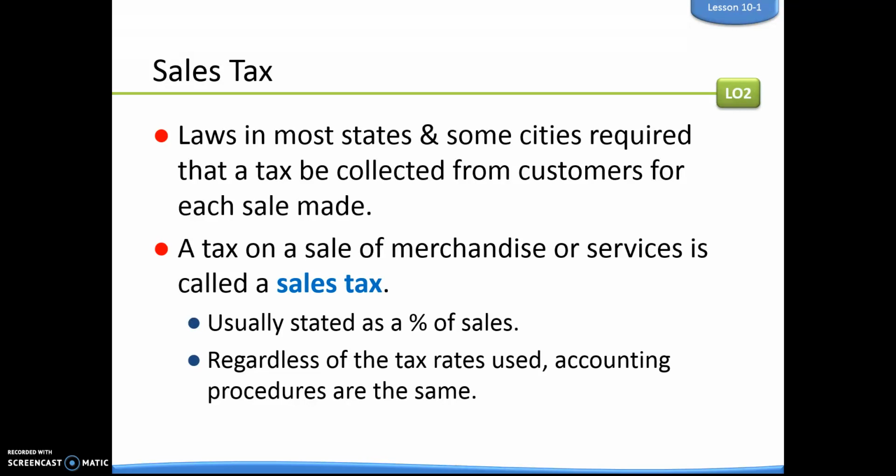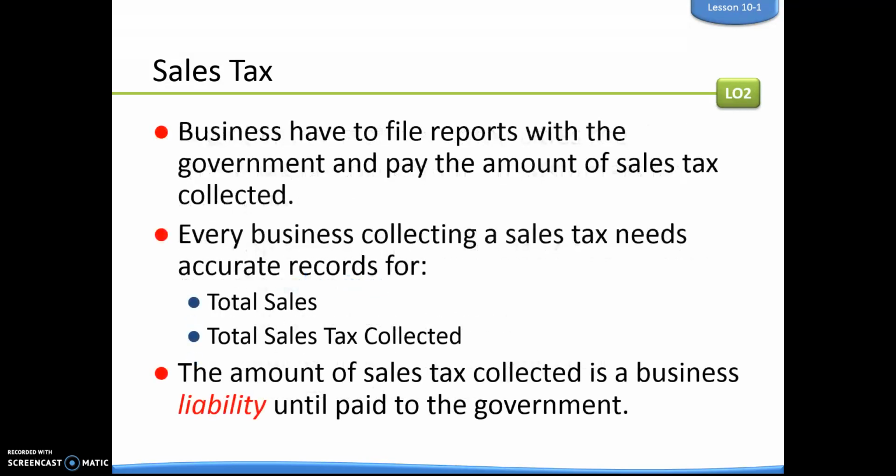Regardless of what the tax rates are, though, our accounting procedure for recording it is going to be the same. When businesses collect sales tax, they have to file special reports with the government and pay the amount of sales tax that gets collected. So every business collecting a sales tax needs to have accurate records for two things. One, they have to have their total sales, because obviously that's what sales tax is based on. And then they also have to have accurate records for how much sales tax is collected.